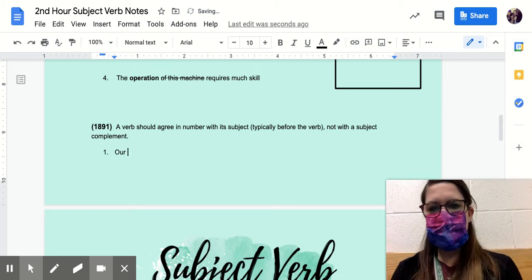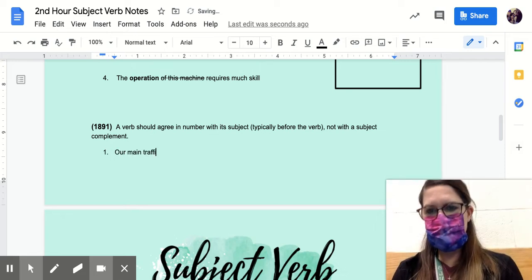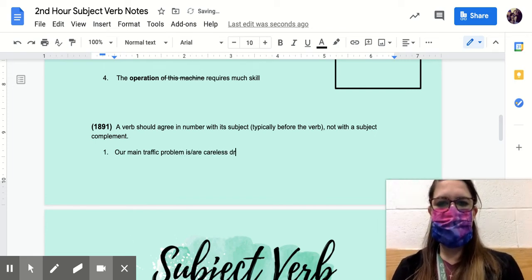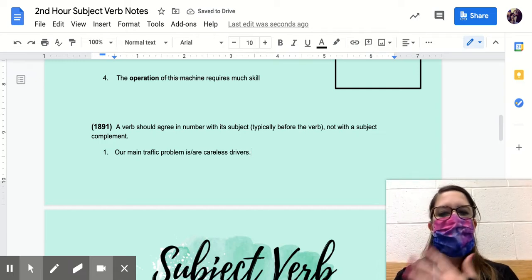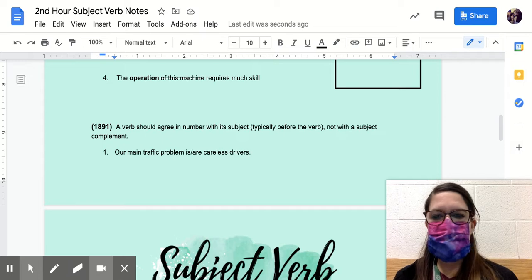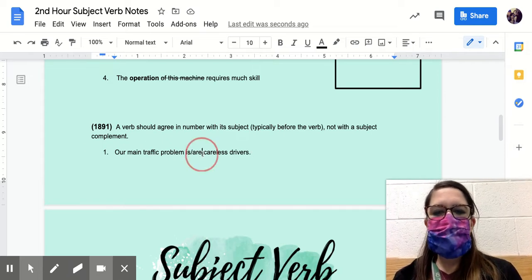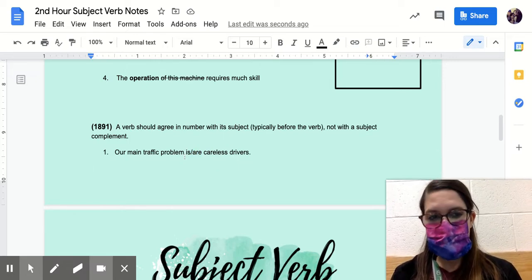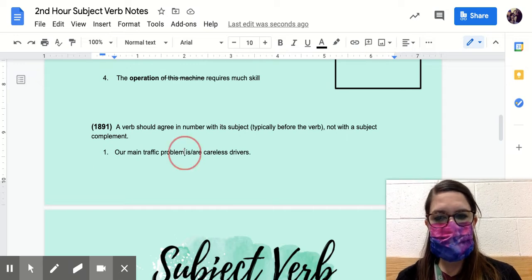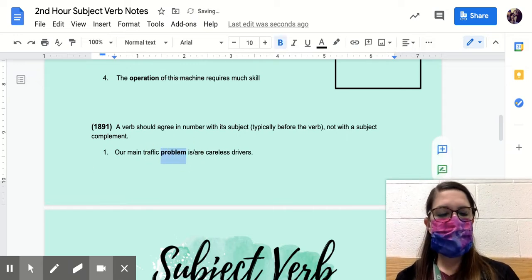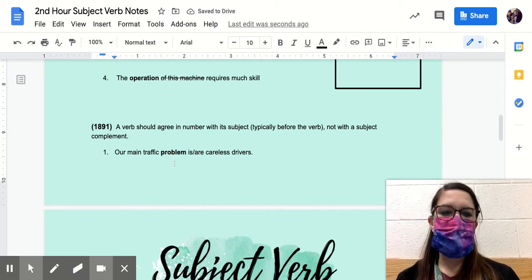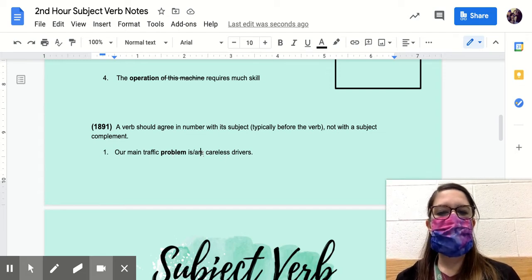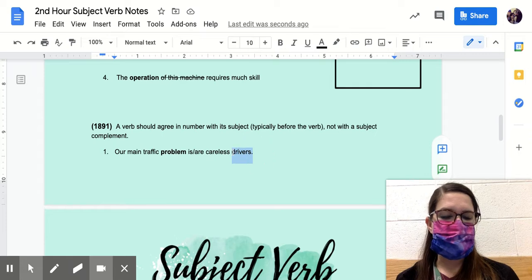So for example, our main traffic problem is or are careless drivers. Okay. In this one, we don't actually see any prepositional phrases, which is nice and helpful. Is or are, this is our verb. What in this sentence is our subject? We're going to be looking probably before the verb. We're going to see that the main traffic problem is our subject. The complement is kind of who or what gets verbed. It's what completes the verb. So careless drivers is our subject complement.